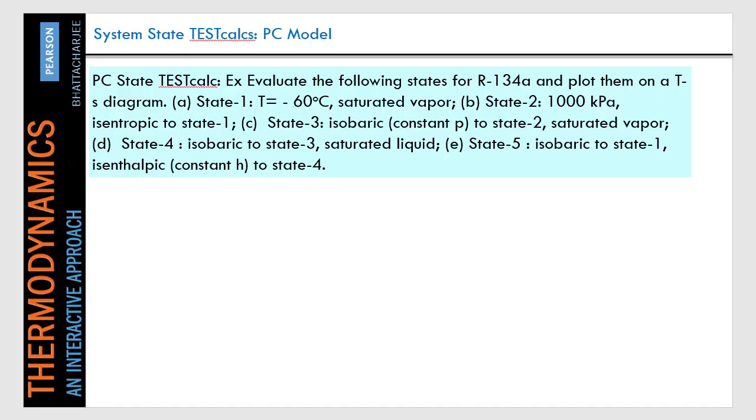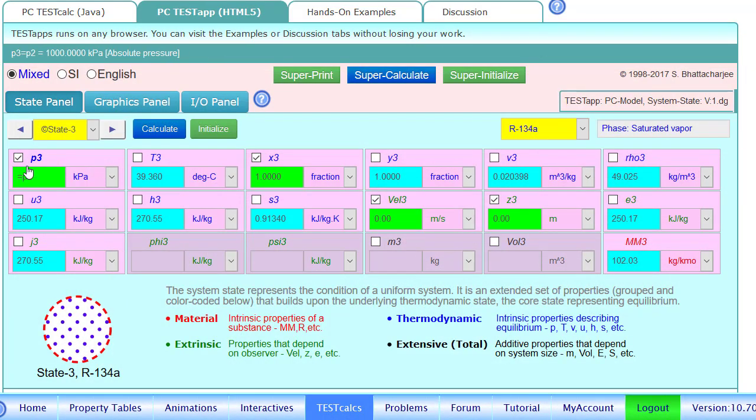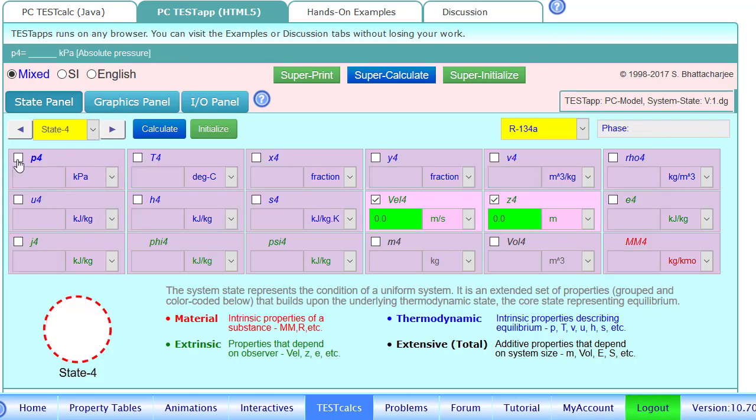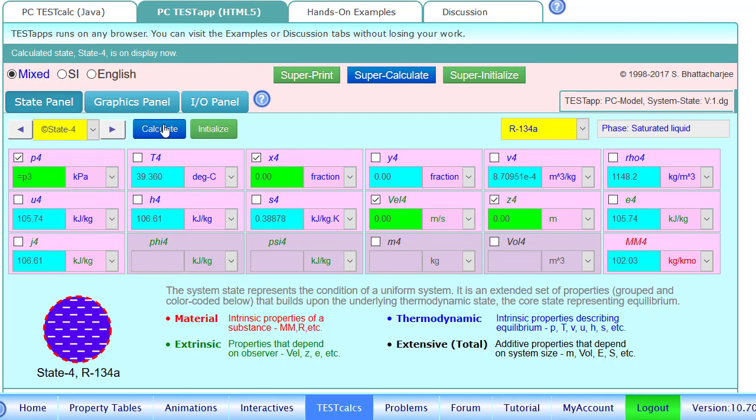Alright, next is state 4, which we are given as isobaric to state 3 and saturated liquid. So we switch to state 4 up in the left, and it's isobaric to state 3, which means P4 equals P3. And now it's saturated liquid, so this vapor fraction would be 0, which means it would be at the f point on the TS diagram. Okay, and again, we have our two properties, so we hit calculate, and we get the rest of our properties. And up in the right corner, it says saturated liquid.